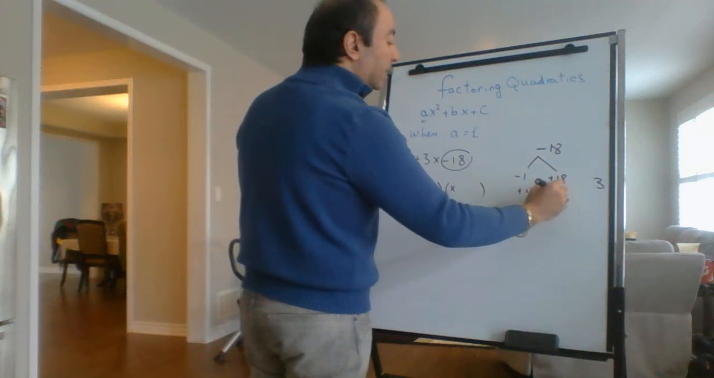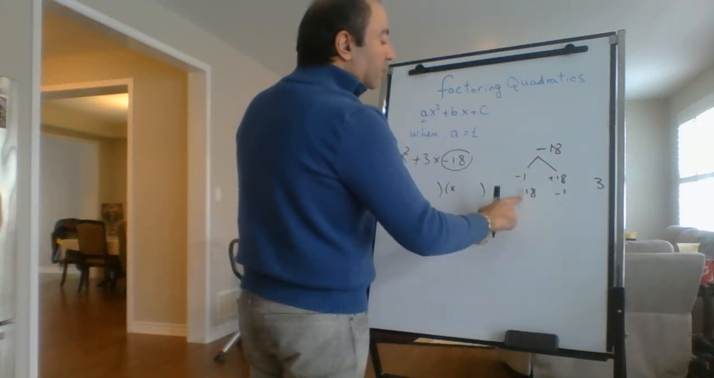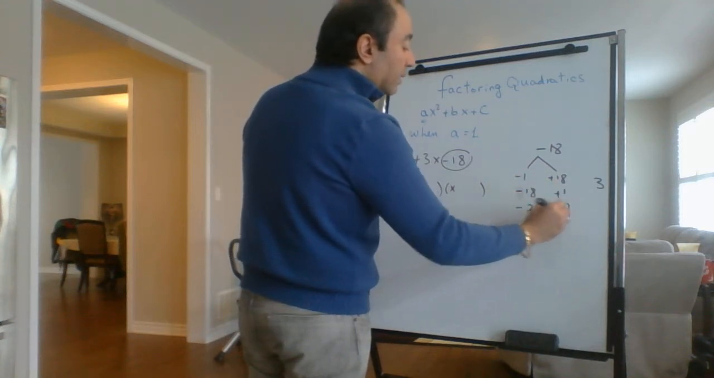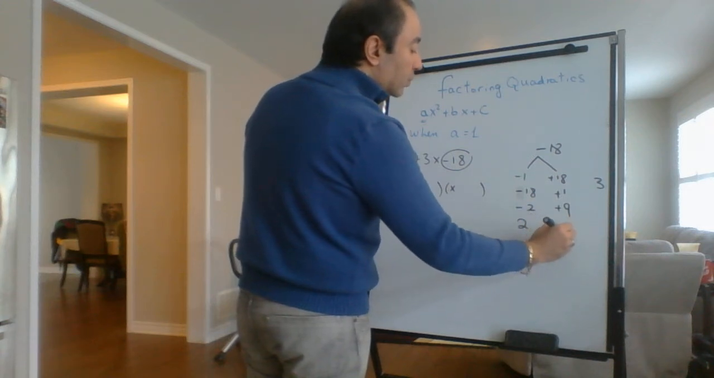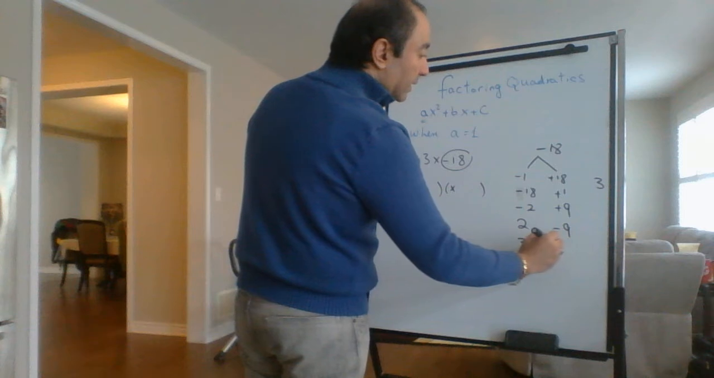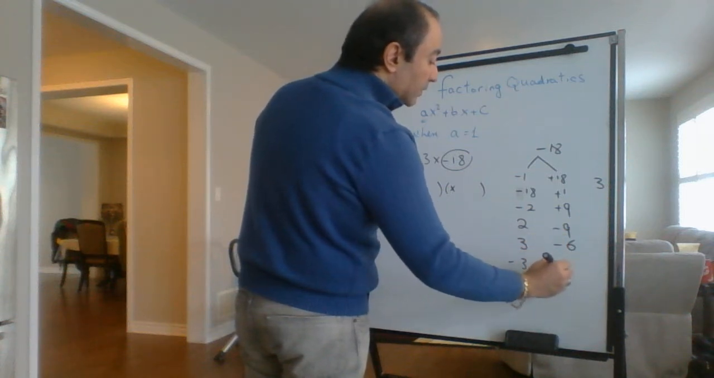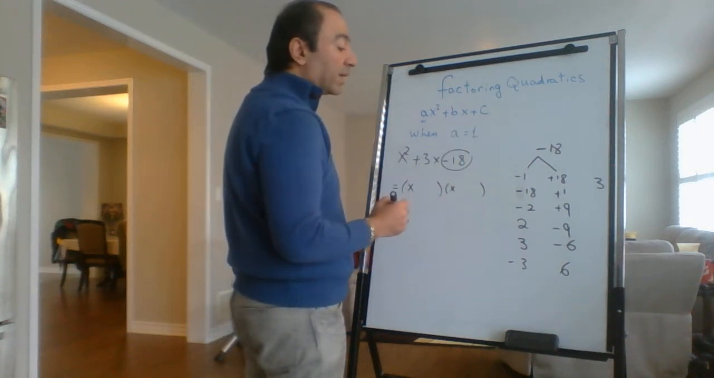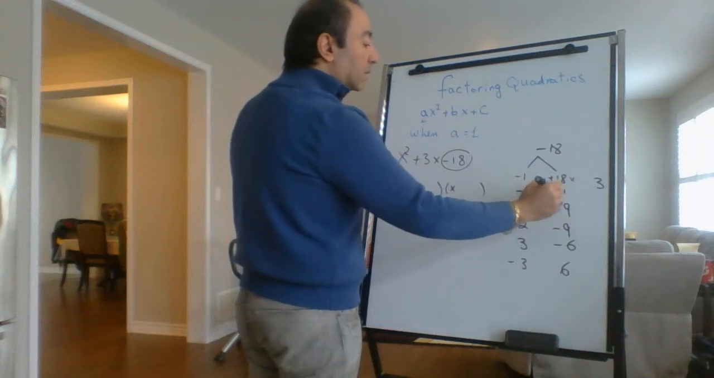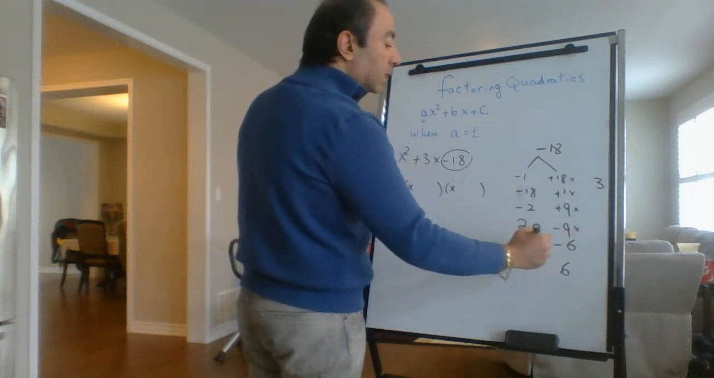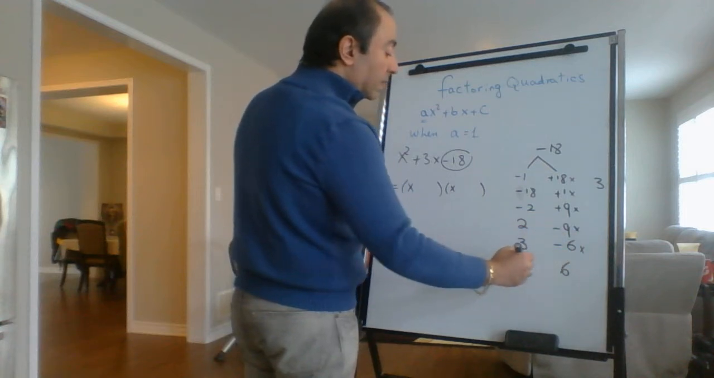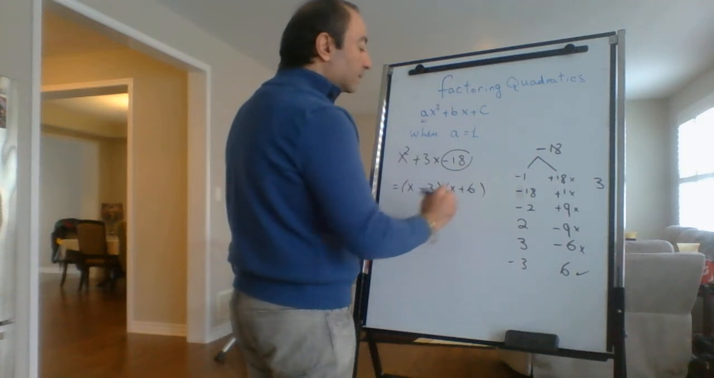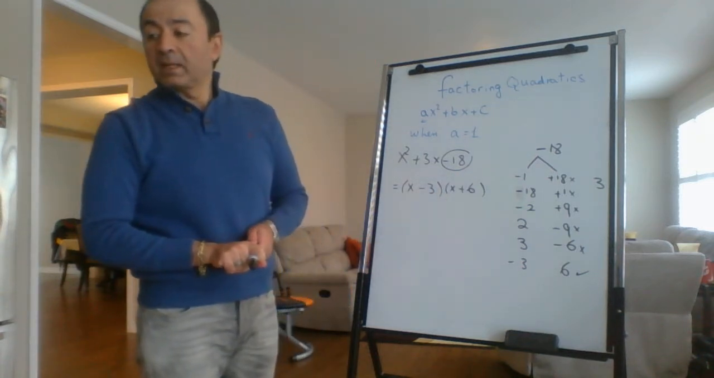Positive 18 and negative 1. Negative 2 and positive 9. Positive 9 and negative 2. Positive 3 and negative 6. Negative 3 and positive 6. And let's try: which one of them will give me 3 when I add? This, no. This, no. This, no. No. This is negative 3, no. This is positive 3, yes. So I will write here negative 3 and positive 6. Okay? Very simple, right?